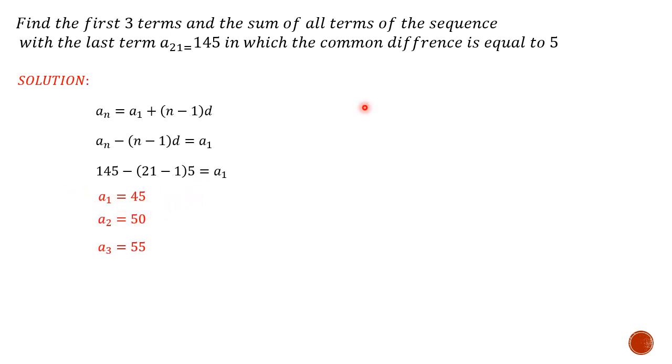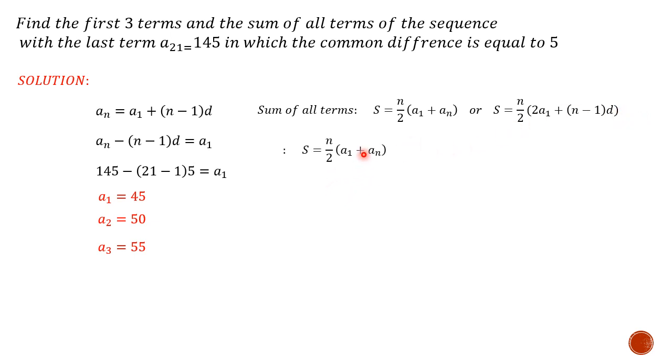Dahil meron na tayong common difference. So, yung common difference, di ba, minaminus lang natin yung second term to the first term. So, ang gagawin naman natin ngayon is babaliktarin lang natin yon, mag-a-add naman tayo para makuha natin yung second term. So, dahil meron na tayong a sub 1, so 45 siya, plus 5, so 50, and 50 plus 5, we have 55. So, these are the first three terms ng ating sequence. And then, pinapahanap sa atin yung sum of all terms. So, yung formula ng sum of all terms ay ito.